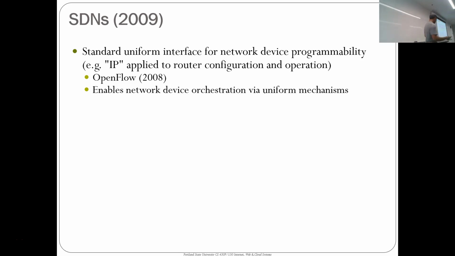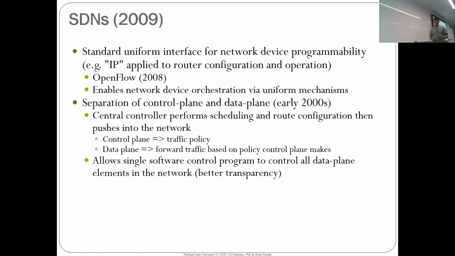And so this allows you to then enable network device orchestration with uniform mechanisms. So you could have multi-vendor hardware, but as long as they all support the OpenFlow standard of configuration, you would get the same logical functionality. Okay. The other thing that SDNs did was separate the control plane from the data plane. So now you have a central controller in your network to perform all of the scheduling and the routing operations.